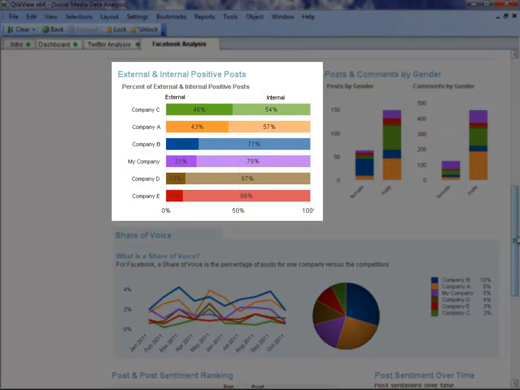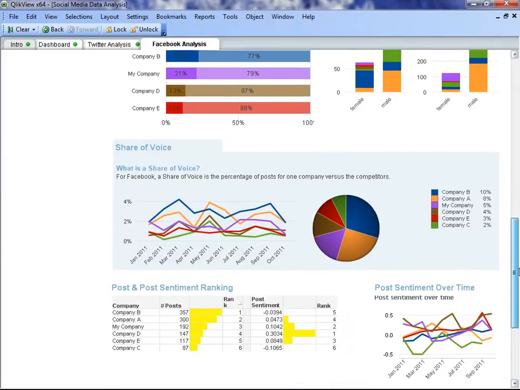An interesting chart on this sheet is the external and internal positive post chart that shows the percentage of Facebook posts that are posted by people within the company and outside of the company. We expect internal people to speak highly of their company, so in this chart, we want to see which company has the most external positive posts. We can see that for all the companies, more than 50% of their positive posts were made by internal people. Company C had the most positive posts by external people at 46%.